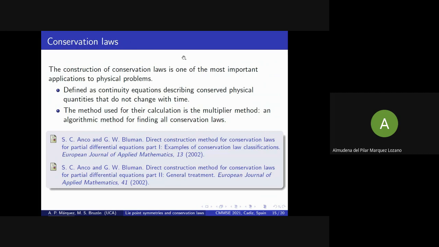Now we also construct what are called conservation laws. It is a very important application for physical problems. A conservation law is defined as a continuity equation which describes conserved quantities that do not change in time. The method we apply to calculate them is the multiplier method. This method was developed by Anco and Bluman, and here we have two references where the method is described.